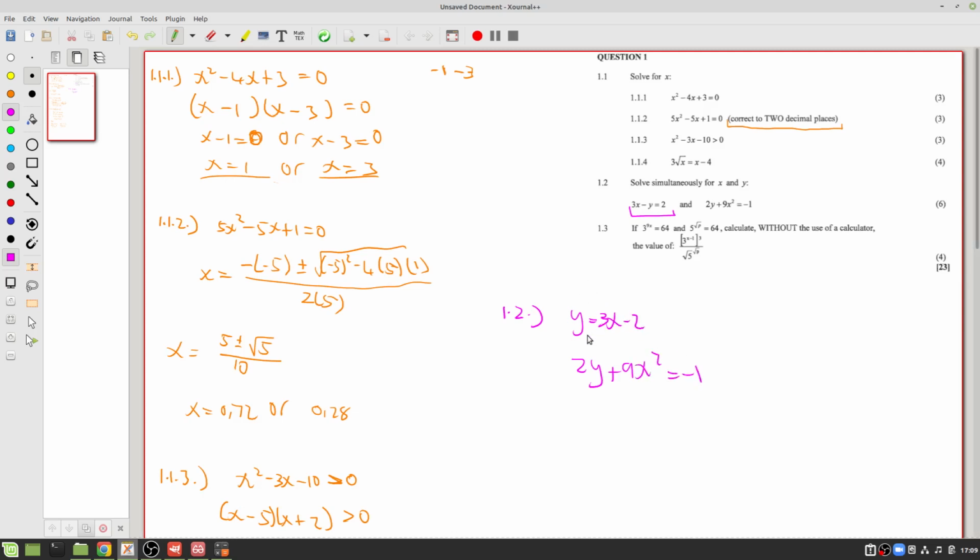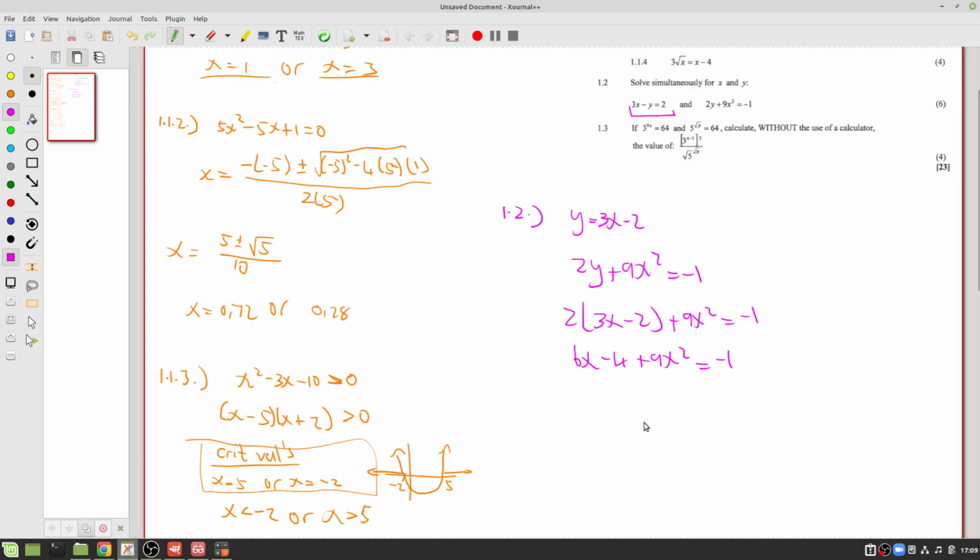Okay, so what are we going to do? We know what y is, so we're going to substitute what y is into the other equation. So in this equation we had 2 times y, but we know y is 3x minus 2. Right? Y is 3x minus 2, so we just put that in. Plus 9x squared equals negative 1. Right, now we're just multiplying. 2 times 3x is 6x, 2 times negative 2 is negative 4, plus 9x squared equals negative 1.